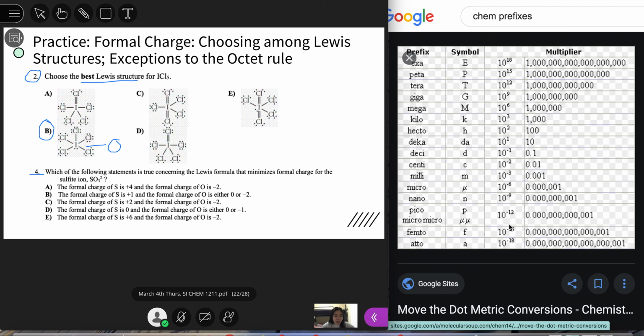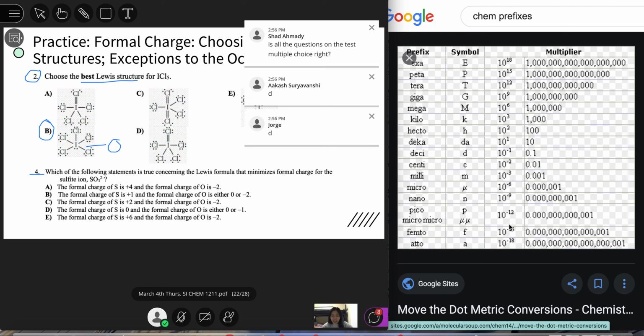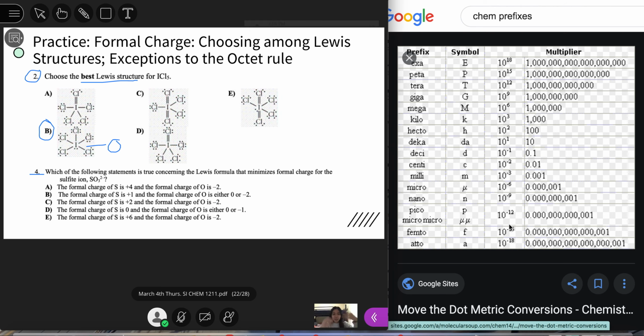So number 4, which of the following statements is true considering the Lewis structure formula that minimizes formal charge on the sulfate ion SO3 2 negative? So when we do that, this one's kind of long, so I don't know if we can get through it. But does anyone know the answer? Yes, all multiple choice. D, okay. And then how do you guys get that answer? Can you guys explain? Because I don't think we have time to draw it all out. It would take too long. It was on the homework. Dang, really? Okay, but how'd you get it?